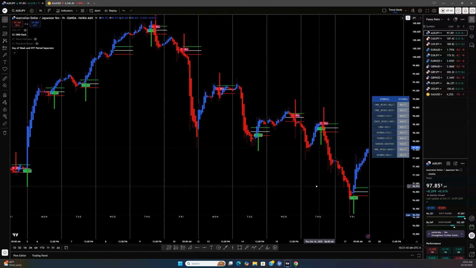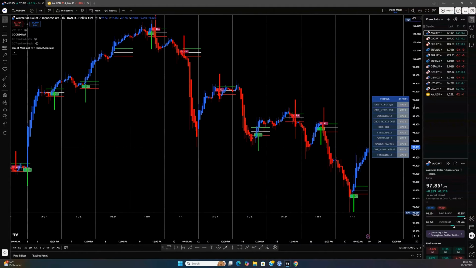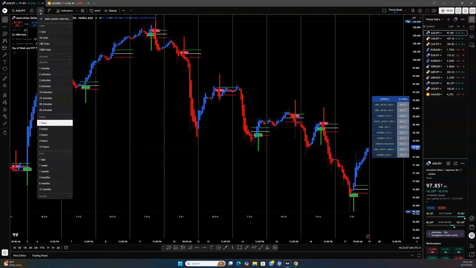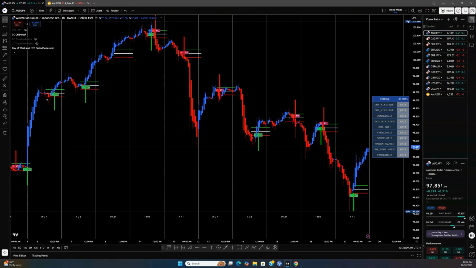So this is Monday again. Oh yeah, so we'd have been looking for sales here. Price was just consolidating before it actually did break out. It did break out here on Tuesday. Okay. So Monday was a ranging day for AUDJPY, but it did break out here on Tuesday. Let's go to the 15-minute real quick.